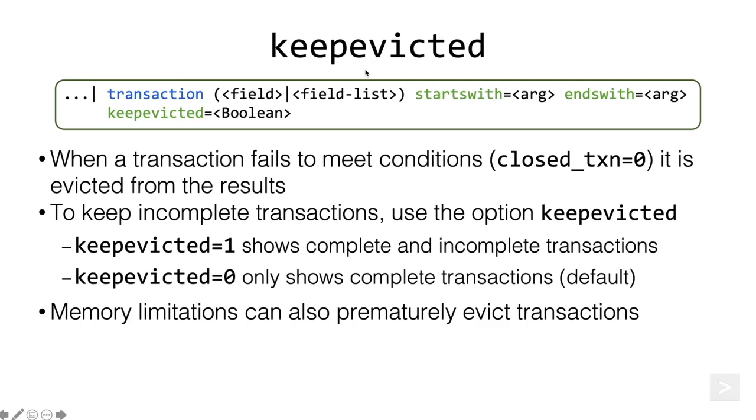In addition to the closed transaction field, we have a keep evicted option that is built into the transaction command. Keep evicted takes a value of true or false and is set to false by default, evicting all incomplete transactions. However, as mentioned earlier, there are times when we need to get information about transactions that did not complete, which is a reason for setting keep evicted to true.